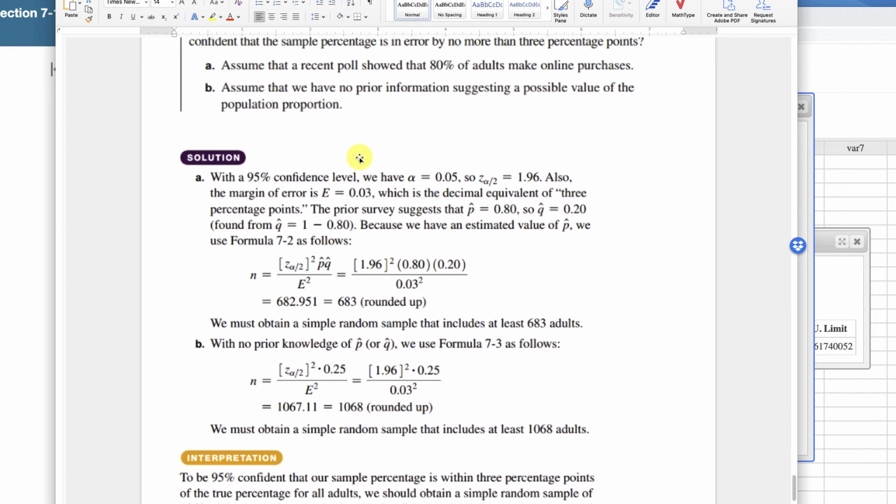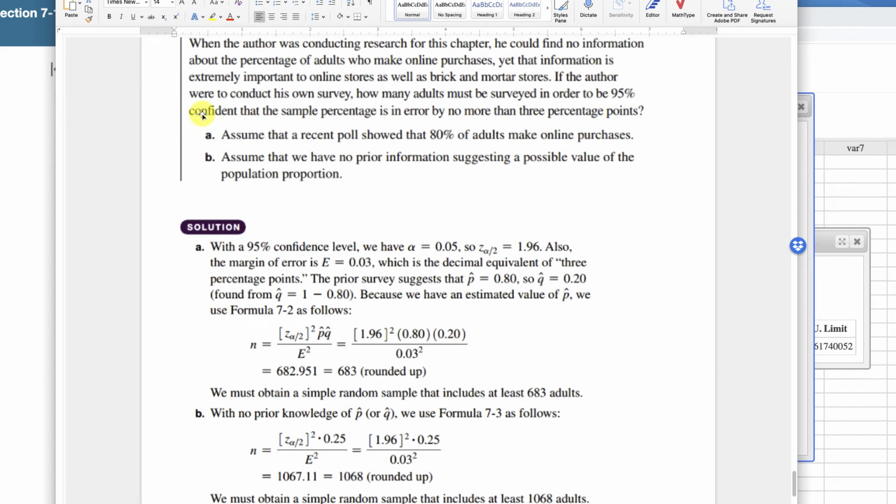How do we get the 0.03? They told us. Confident the sample percentage is in error by no more than 3 percentage points, which is the decimal equivalent of 3%, right there, 0.03. Now p hat was in A, 80%, so q hat is 20%. So here, we need to be able to put all those pieces in here to find the n.